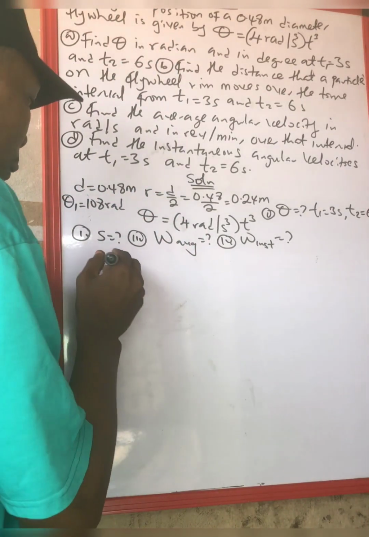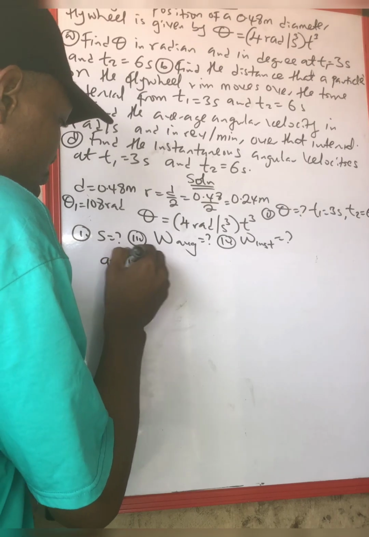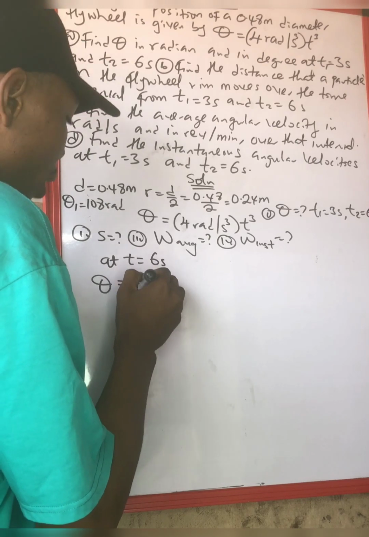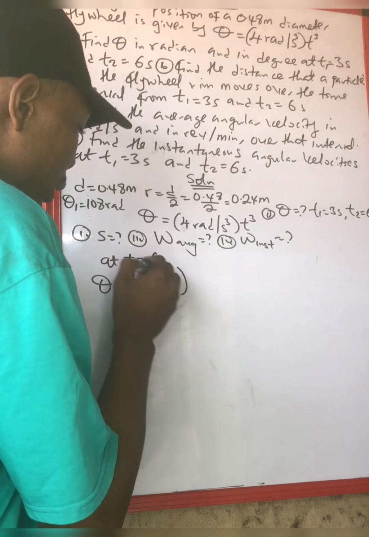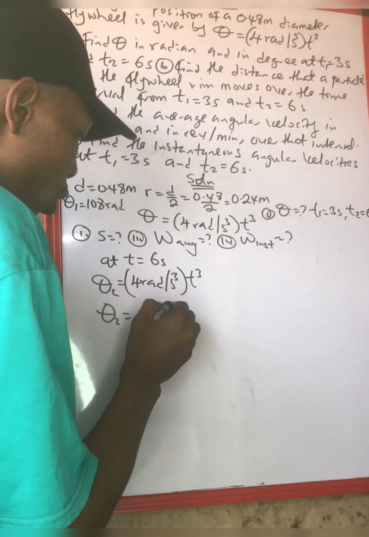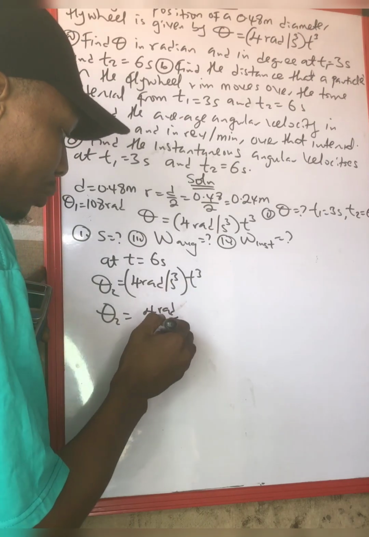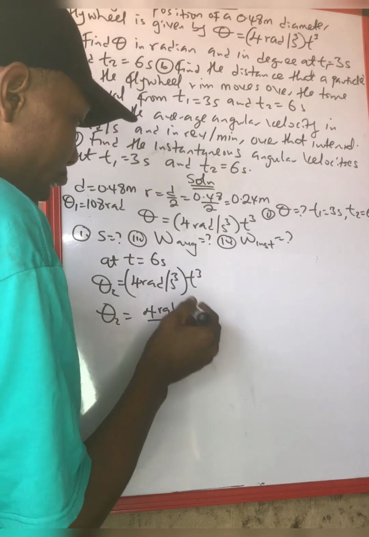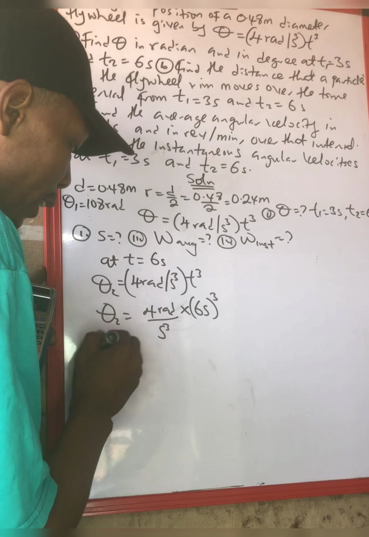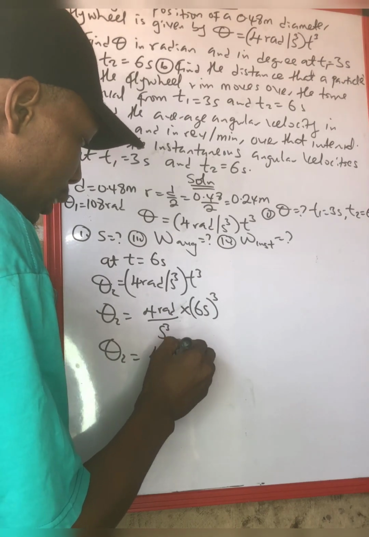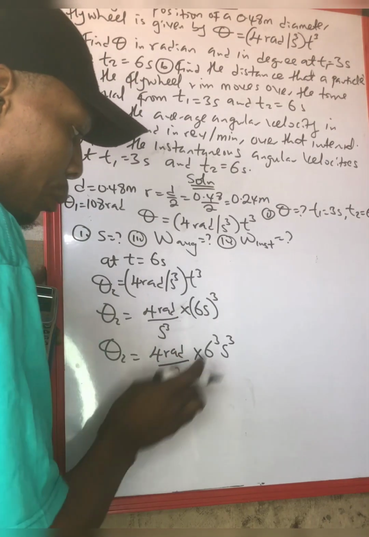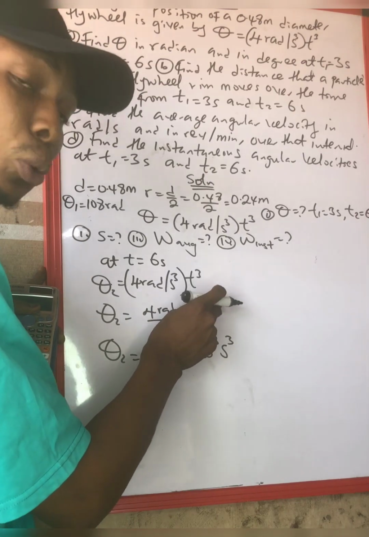So this time around, at t equals 6 seconds, we have theta equals 4 rad per second cubed times t cubed. So theta 2 should now give us 4 rad per second cubed times the time. Our time is 6 seconds, raised to the power of 3. Our theta 2 becomes 4 rad per second cubed times 6 cubed seconds cubed, because everything inside the bracket is raised to 3.